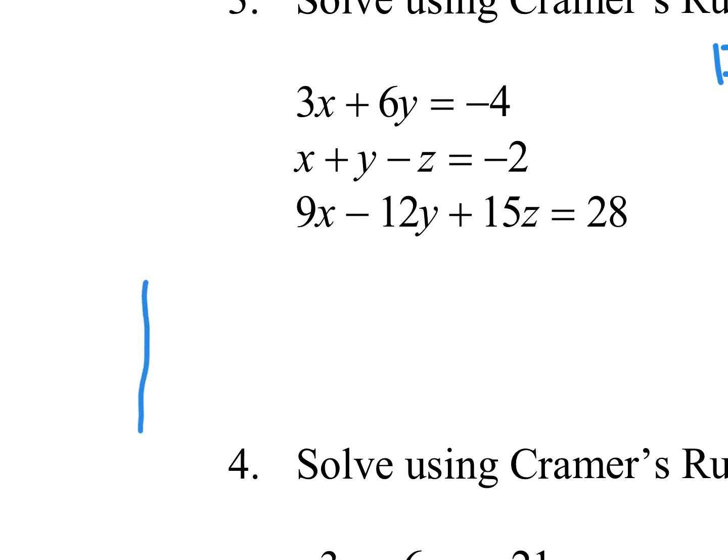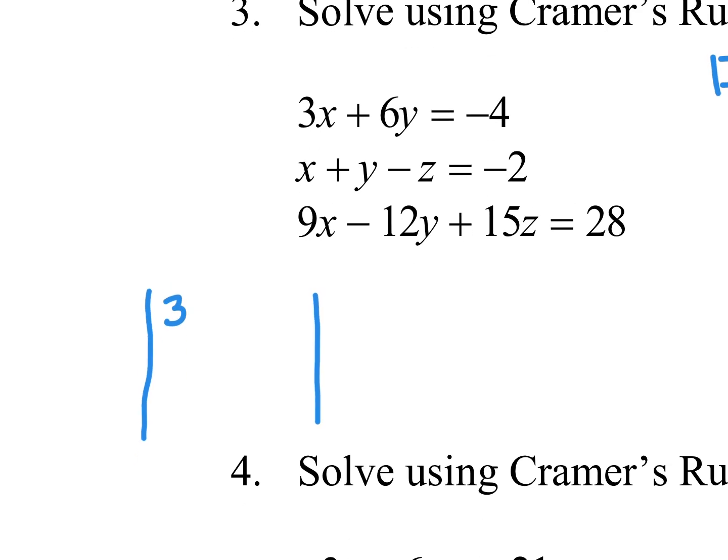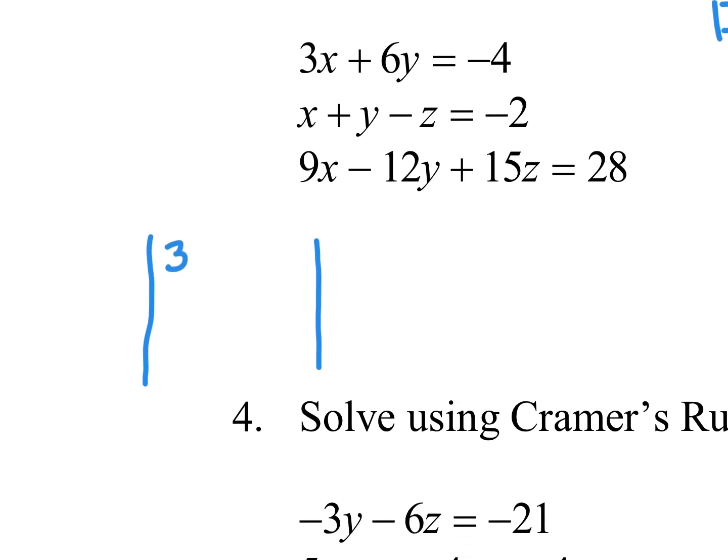First of all, if a letter is not represented, what do we use? 0. Okay, good. So write your first column. What are my x's? I'm on number 3, right? So 3, 1, and 9. All right, what are my y's? What are the coefficients of my y's? 6, 1, and... okay. And then what are my z's? 0, -1, and 15, okay?